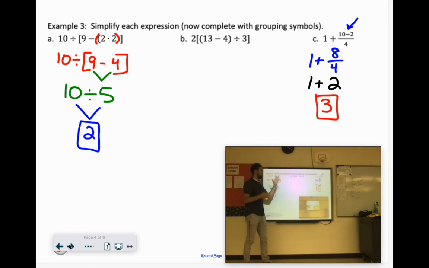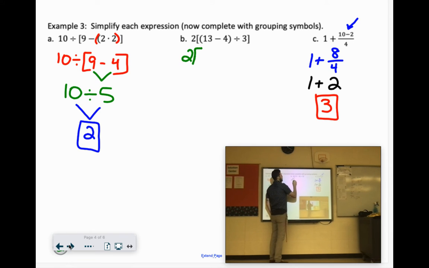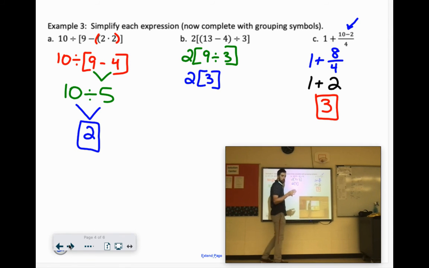So pause and try out B. I'm going to go over it. Let's start with 3. We're going to do 13 minus 4 first, which is 9. Still in those grouping symbols, we have 9 divided by 3 is 3. Now these two are right next to each other, which again means we are multiplying. So 2 times 3 gives us the final answer of 6.